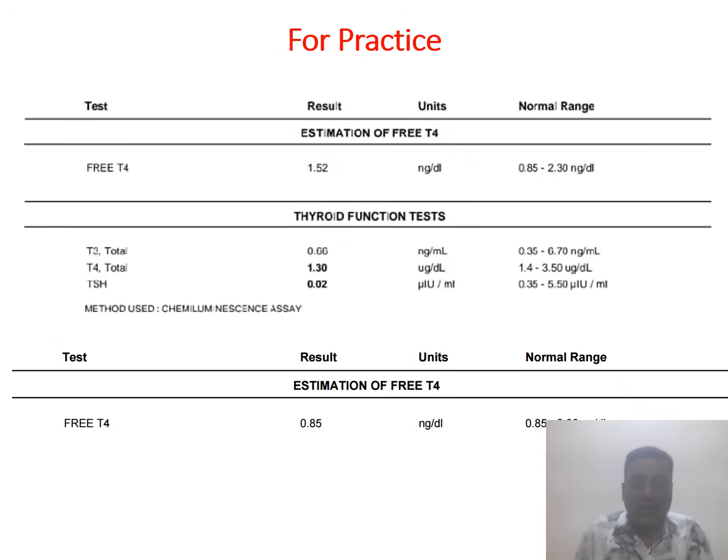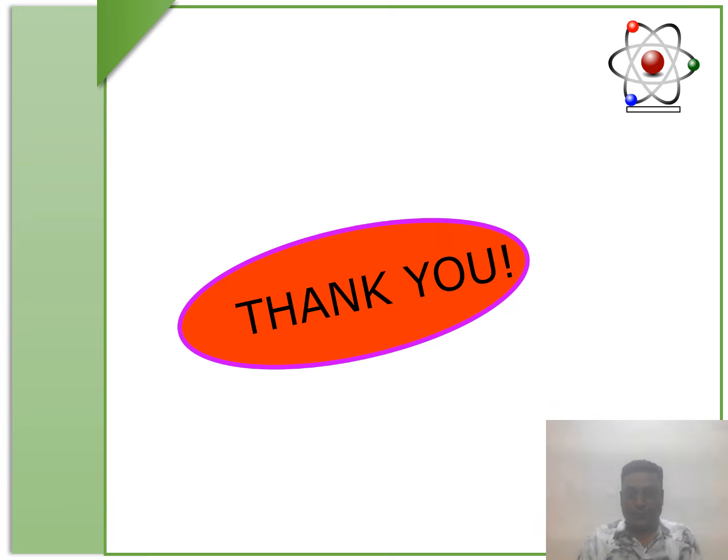Now for practice I am giving you this dummy example. Free T4 1.52, you just convert it into picomole per liter and nanomole per liter. Again I am repeating, total T3 nanomole per liter, total T4 nanomole per liter, and free T4 should be in picomole per liter. So for practice I am giving this slide with these values, you just calculate and communicate the same to me.